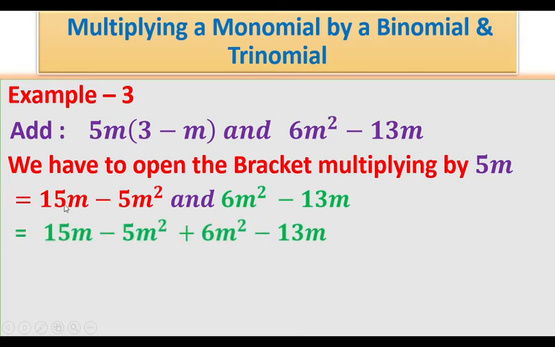15m minus 5m squared is written as it is, and this "and" is replaced by a plus sign, because we are going to add both the expressions. So the "and" is replaced by a plus sign, and 6m squared minus 13m are written as it is.